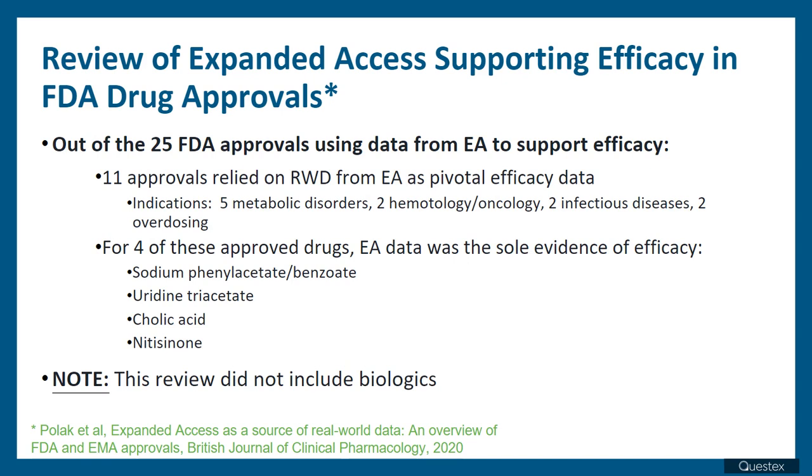And then drilling down on those 25 approvals that relied on efficacy data from expanded access, 11 of those approvals relied on data from expanded access as actual pivotal efficacy data. The breakdown here was 5 metabolic disorders, 2 hematology and oncology products, 2 infectious disease products, and 2 products to treat overdosing. So that's not an insignificant number. It's not large, but 11 products using expanded access data as pivotal is pretty compelling as precedent.